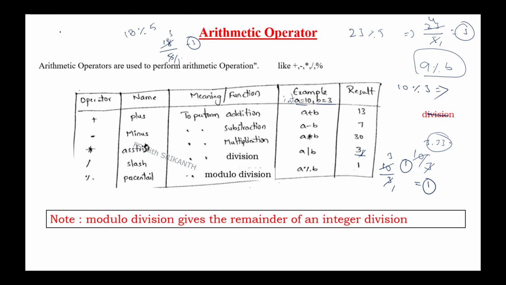The same way, suppose there is 17 and you do percentile 3. What are we getting? 3 fives are 15. Remainder is 2. So obviously we are getting the remainder only.